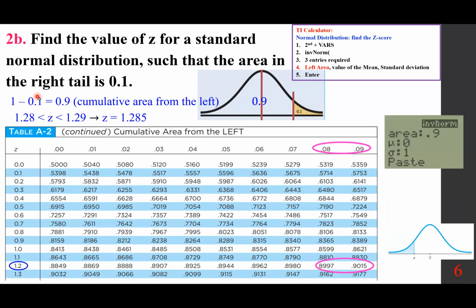If we want to go with the technology, we write inverse norm with the area 0.9. We want the area to the left. Mu 0, sigma equals 1, and it results in this number. Of course, you might say they are off. Well, with two decimals, they are the same. If we go with the third one, this changes to 2, becoming 1.282, because next to it is 5, which is not the same as that one, because this is a lot more precise with more decimals.